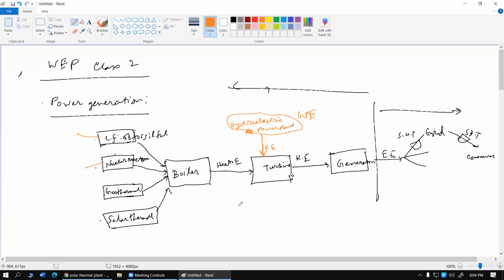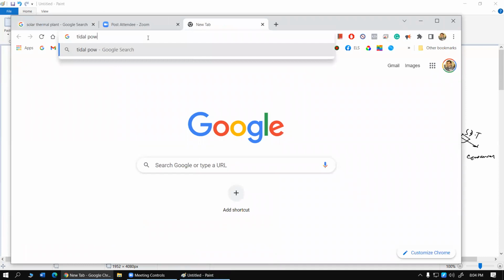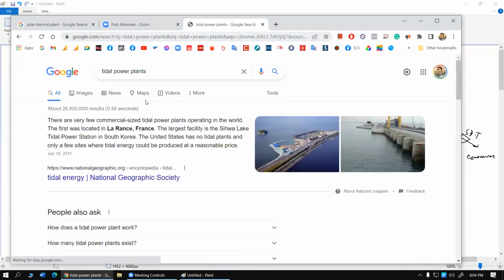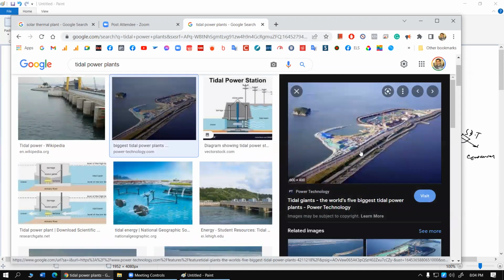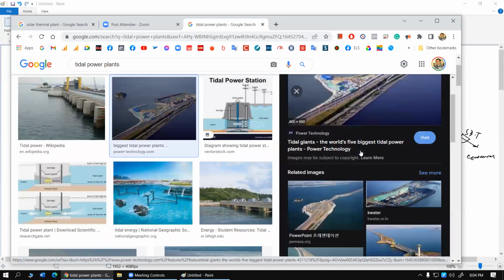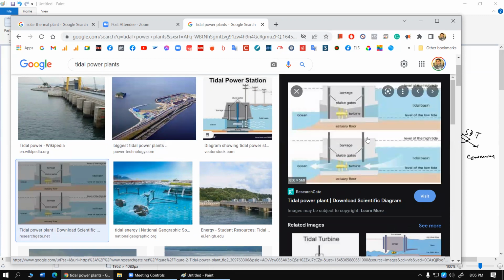For example, if you consider wave energy, or if you consider tidal energy. Tidal energy actually works on the same mechanism as hydroelectric power plants. Let me show you an image of a tidal power plant, and let me explain through that image. Then I'm going to show you one animation for wave energy as well. So this is a far image of tidal energy. Let me give you an idea of what is happening here. Have a look. This figure is actually pretty nice.